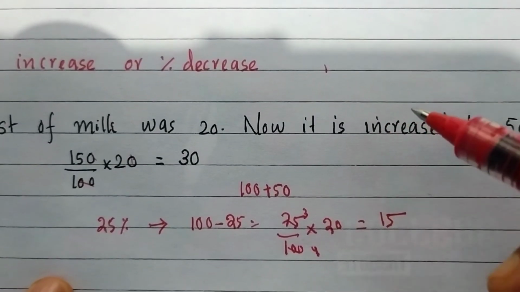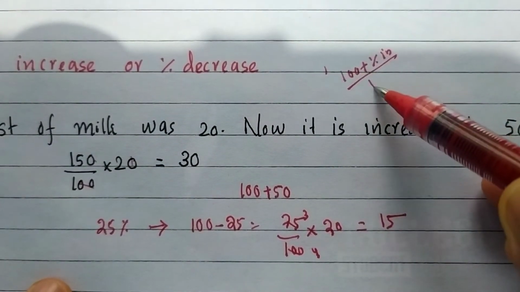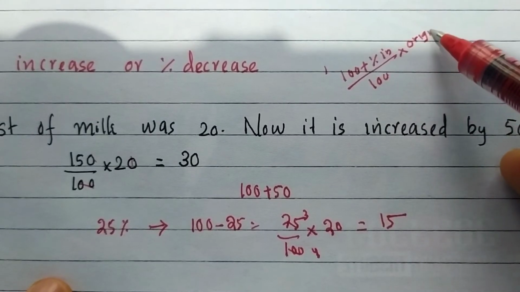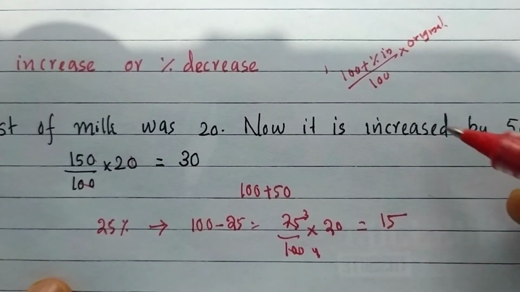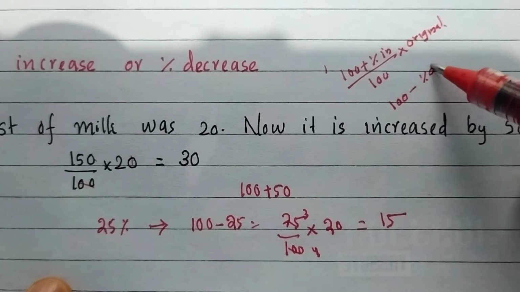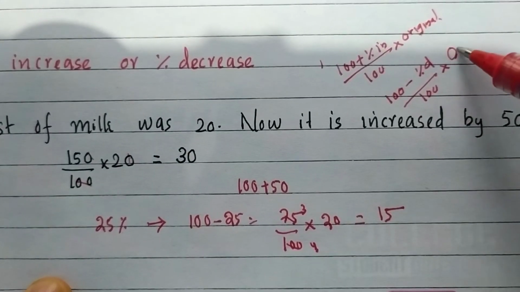If a number is increased by some percentage, the new value is 100 plus percentage increase by 100 into the original number. If there is a percentage decrease, then it is 100 minus percentage decrease by 100 into the original number.